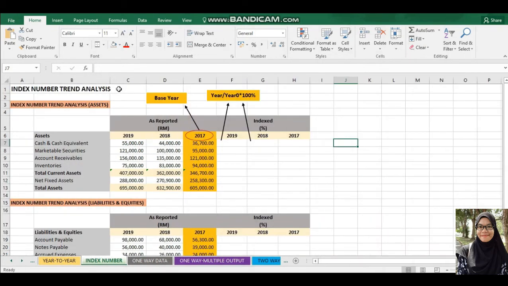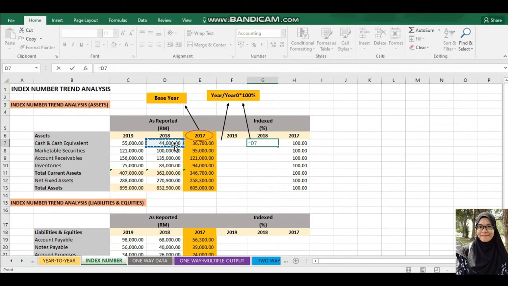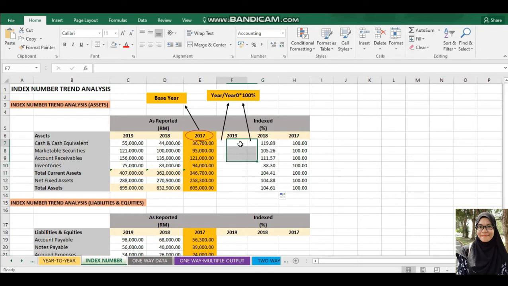Next, we move to the index number trend analysis. In this part, I will show how to calculate the index percentage for the 3 years. Firstly, we must know that year 2017 is the base year. So each of the index percentages for all assets in year 2017 is 100%. To calculate the index number for year 2018 and 2019, the formula is the amount of that current year divided by the amount of the base year in 2017 and times 100%. So this is the answer for the asset index number.